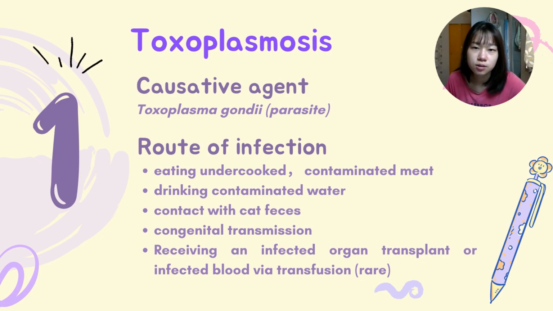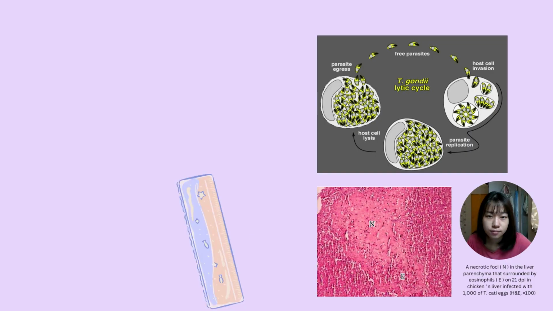As the name suggests, the causative agent is Toxoplasma gondii. It is a kind of parasite. So how can the host get infected? It is through eating undercooked and contaminated meat, drinking contaminated water, and for pet owners, contact with cat feces. For congenital transmission, the mother passes the infection to the baby during pregnancy. And lastly, receiving an infected organ transplant or infected blood through transfusion. But this case is very rare.